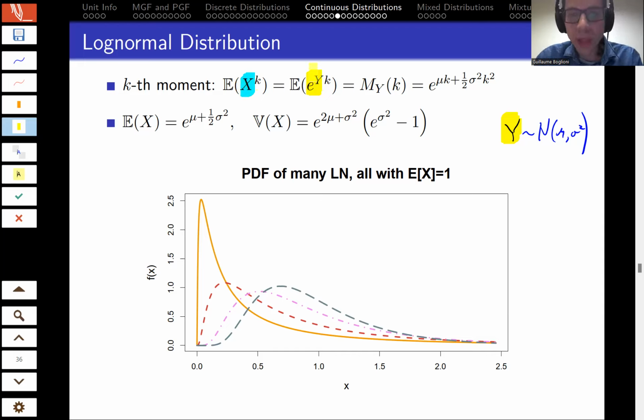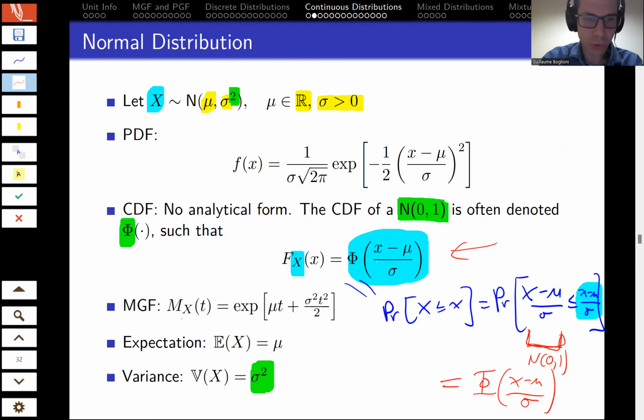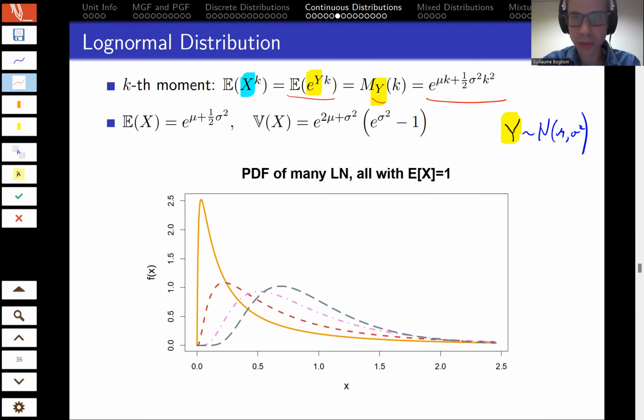But why do we do this? Because if you look at this expression, the expectation of e to the yk is actually just the MGF of y evaluated at k, and we've already given the MGF of the normal. That is where this expression comes from. So you know that the kth moment of x, x to the k, is given by this expression.